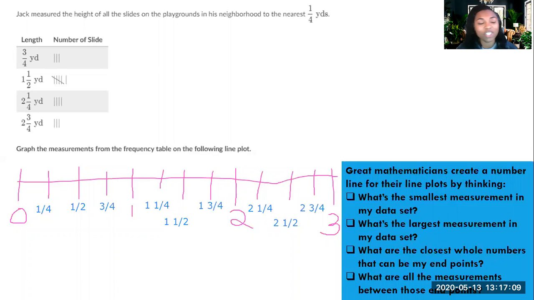Remember, great mathematicians create number lines for their line plots by thinking, what's the smallest measurement in my data set? What's the largest measurement in my data set? What are the closest whole numbers that can be my endpoints? What are all the measurements between those endpoints? It's easiest to start with the whole numbers, mark those off, then partition each whole number into equal intervals based on what you're measuring.